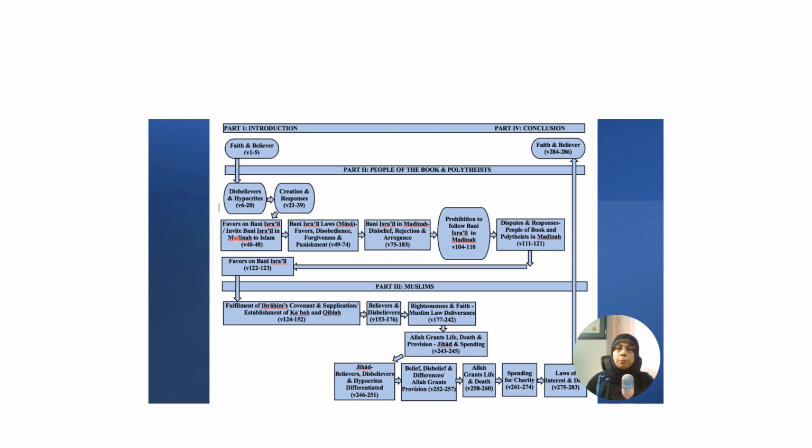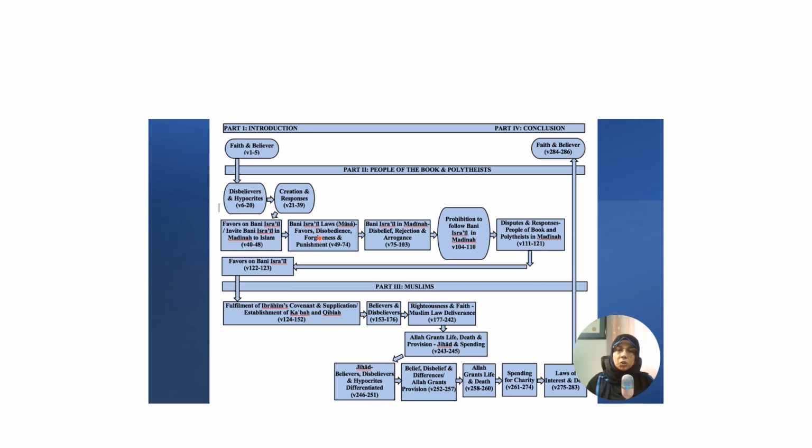Now look at this middle section as it shows another ring structure. It starts with the many favors on Bani Israel, discusses other topics related to them, and ends again with the many favors on Bani Israel before moving on to part 3, Muslims. So this discussion on the favors on Bani Israel spans across the generation of Musa to Prophet Muhammad, peace be upon him. So the reaction of Bani Israel is very similar, though there is a long time frame of hundreds of years that span between these two prophets.